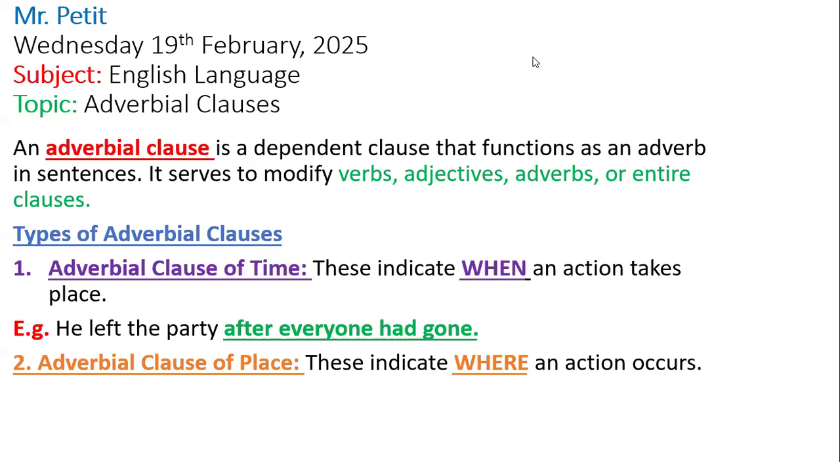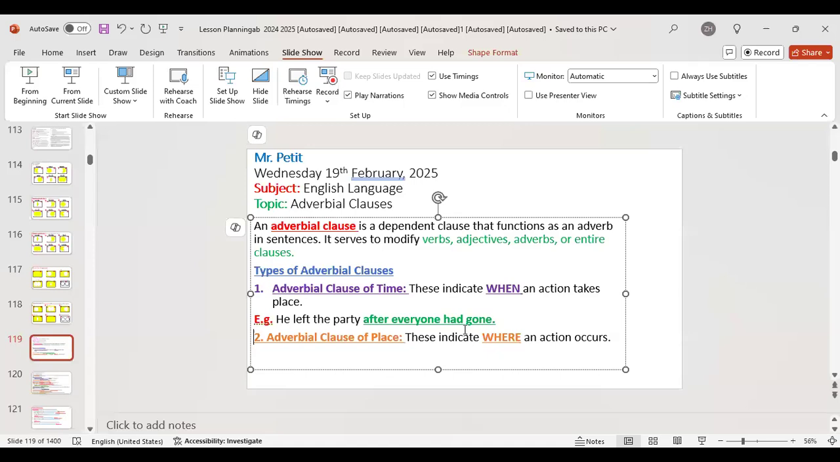Adverbial clause of place, just that one. Adverbial clause of place: these indicate where an action occurs. Very good. They tell us where an action takes place. Adverbial clause of time tells us when. Adverbial clause of place tells us where.